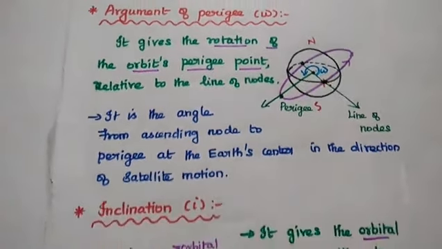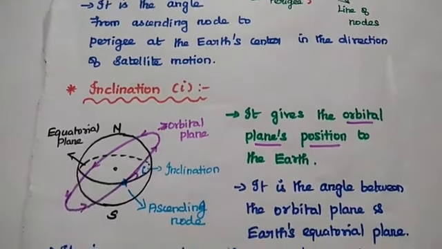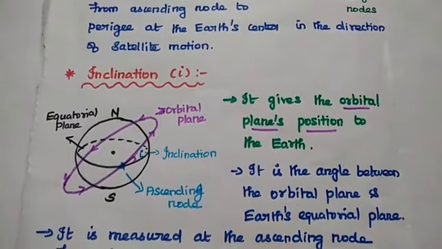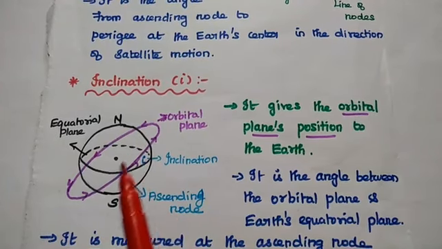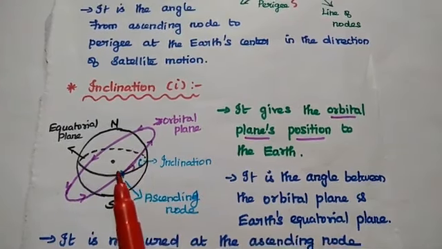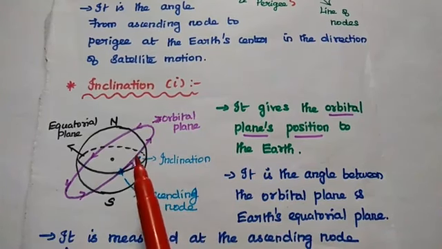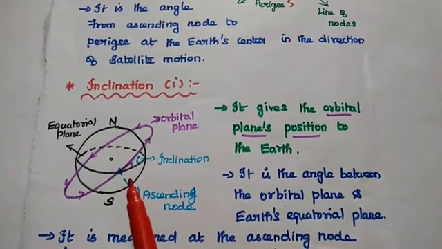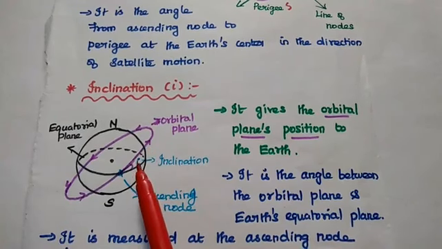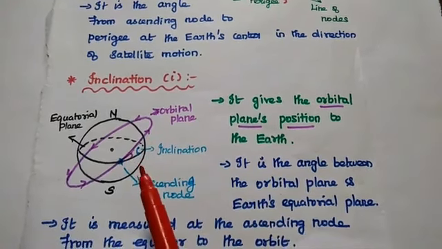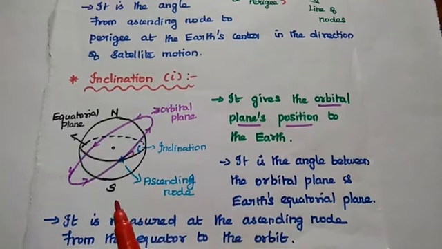Okay. So the next one is inclination. So what is meant by inclination here? It is the angle between the satellite orbit plane and the equatorial plane. Here it is mainly used to give the orbital plane's position with respect to the earth. Okay, so this is the inclination point. So it gives the orbital plane's position with respect to the earth.